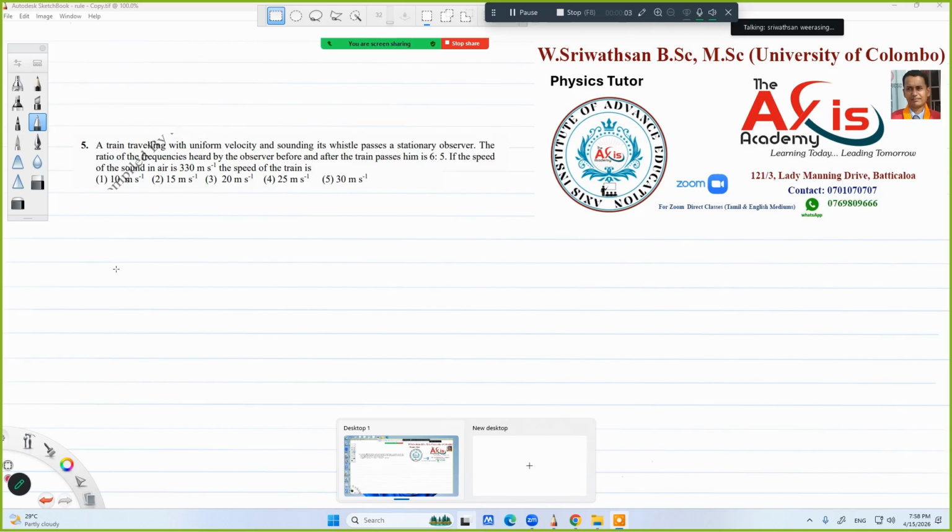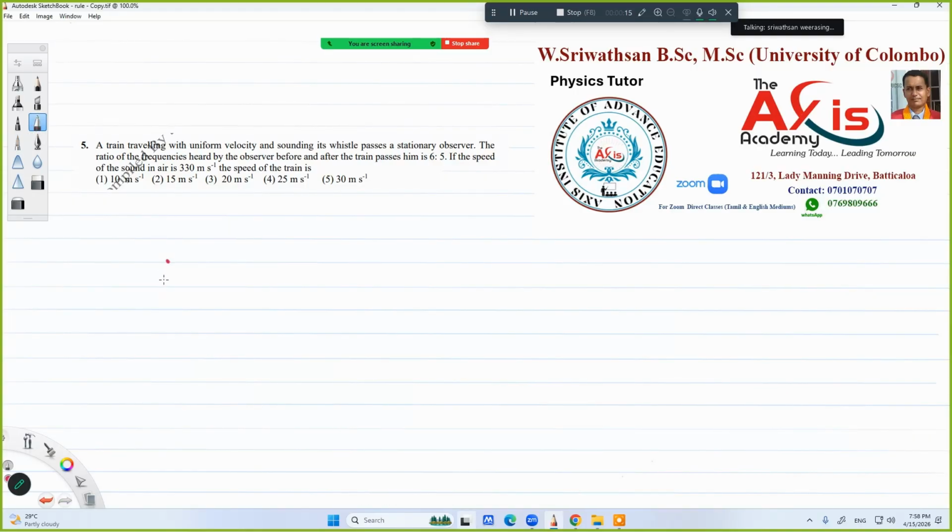Question 5. A train traveling with uniform velocity and sounding, that means whistling its horn, is passing a stationary observer. A train is a source of sound, emitting a frequency f. The observer is here, and the train is passing the stationary observer.